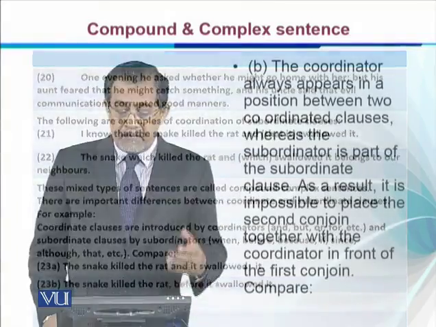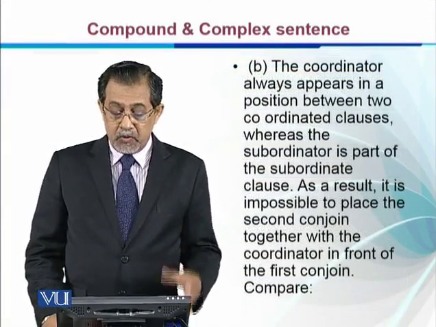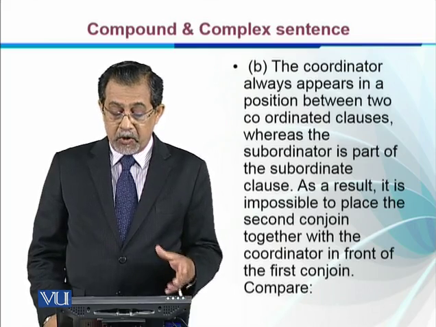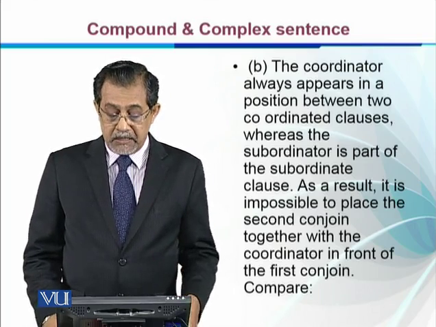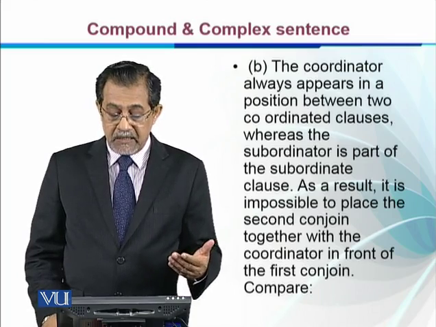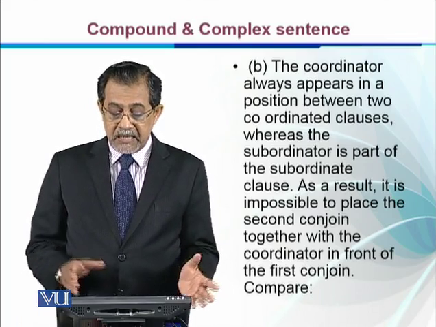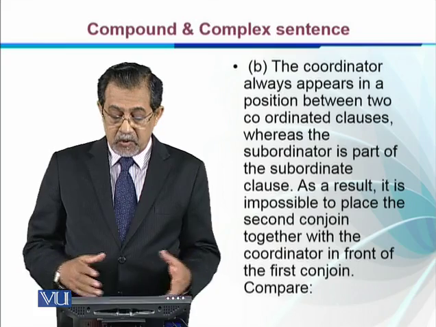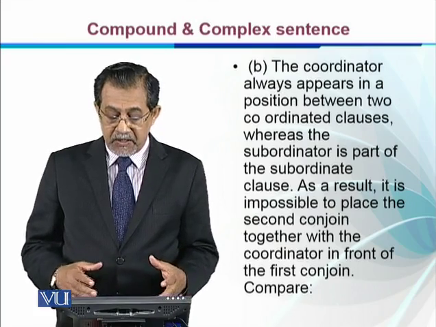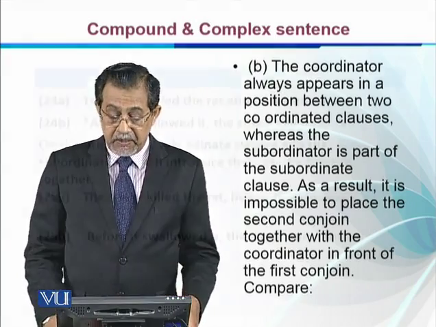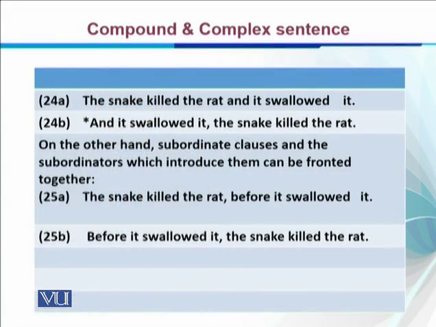The coordinator always appears in a position between two coordinated clauses, whereas the subordinator is part of the subordinate clause. As a result, it is impossible to place the second conjoin together with the coordinator in front of the first conjoin. Compare: the snake killed the rat and it swallowed it. If we say and it swallowed it, we cannot bring it to the first place. It will be an incorrect sentence.